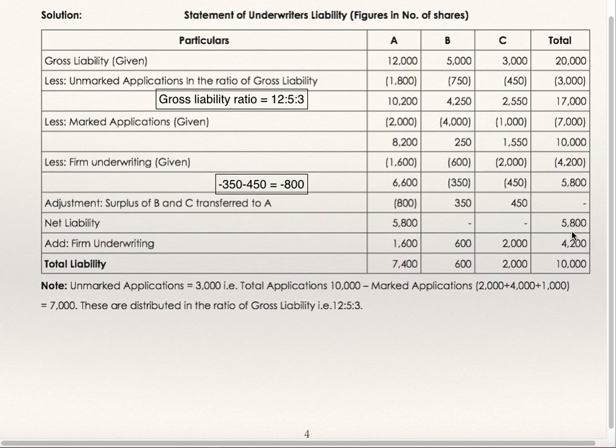4,200 firm underwriting, 5,800 is the liability of underwriters, which arose because these shares were not subscribed for by the public.